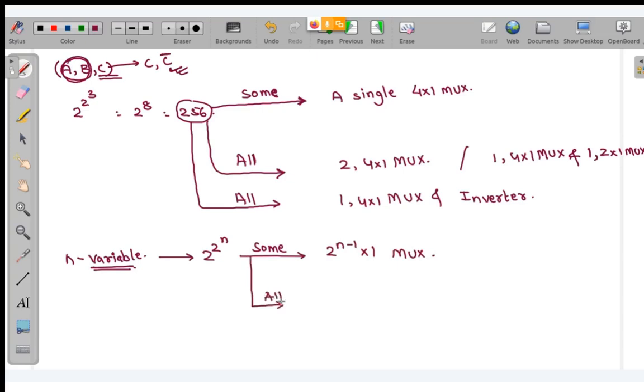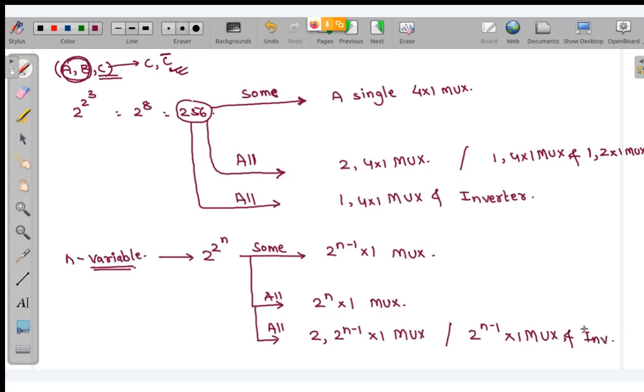all of them using a 2 to the power n cross 1 mux, or all of them using a 2 to the power n minus 1 mux and an inverter. Okay, so this is very important, very very important. Tell me if you have understood this or not, everyone. Yes or no?